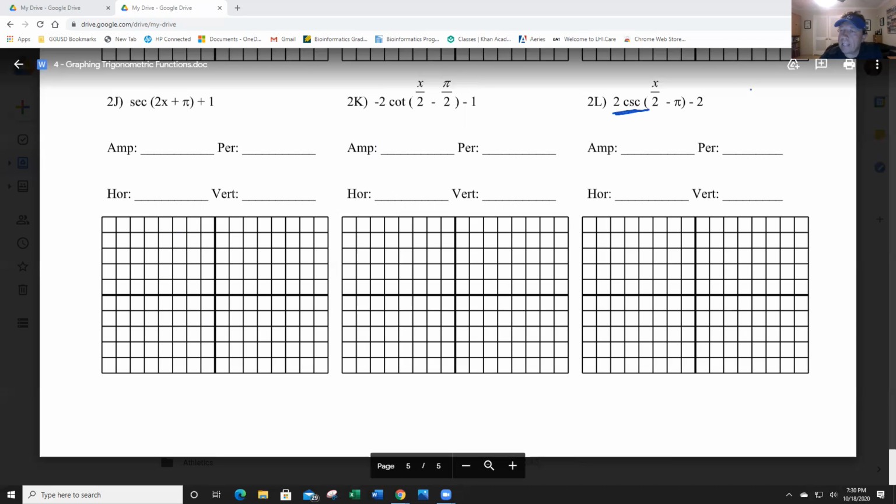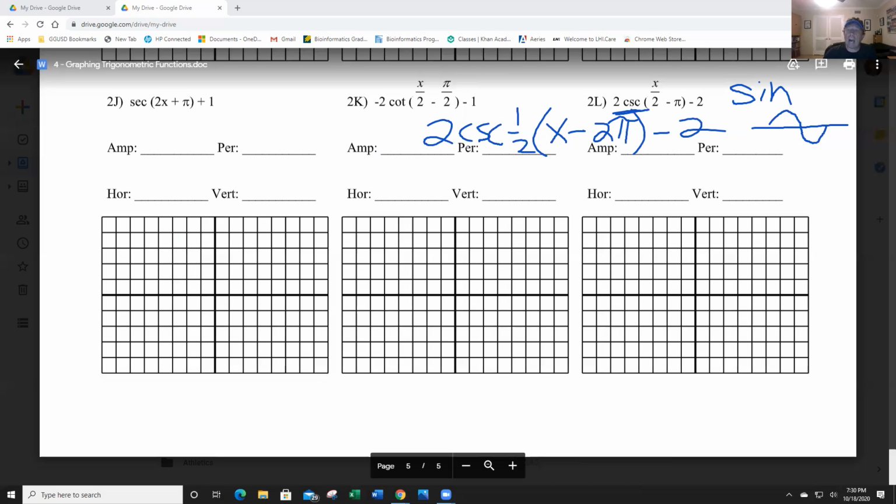secant. So you're thinking sine, and it's positive. So this is going to be our shape, right? With the midline right there, okay? So I'm going to rewrite this. 2 cosecant 1/2 x minus 2 pi minus 2. If you're not sure you got it, go 1/2 times x, which is x over 2. You got it. 1/2 times 2 pi, which is pi.